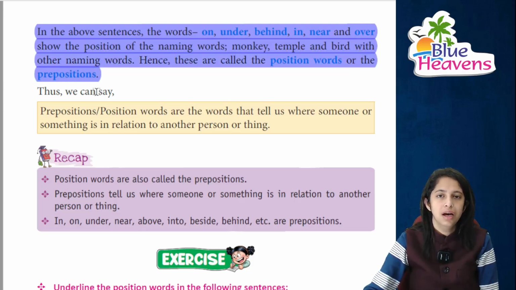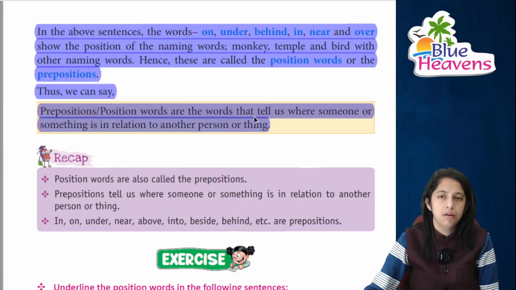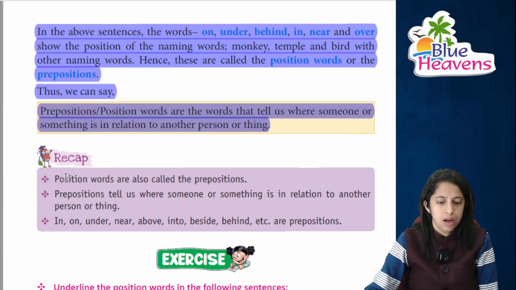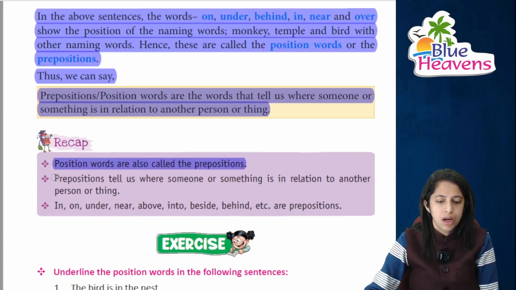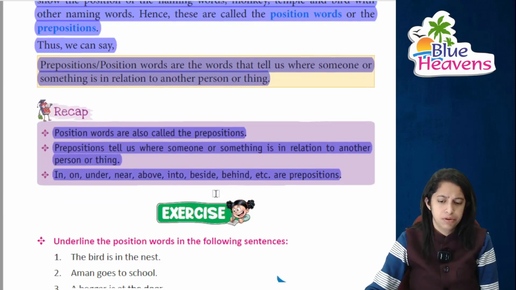और उन्हें क्या बोला जा सकता है? Preposition, right? Thus we can say that preposition or you can say position words are the words, ये वो words होते हैं that tells us someone जिसके बारे में, or you can say something in relation to the another person or thing. Another person or thing के साथ जो relation रहता है उसके बारे में कौन बताते हैं? Position words, right? Recap, position words are also known as prepositions, right? And preposition tells us that something or someone in relation to the another person or thing. कि another person or thing से क्या relation है? In, on, under, near, above, into, besides, behind, etc. ये सब क्या है? Preposition, right?